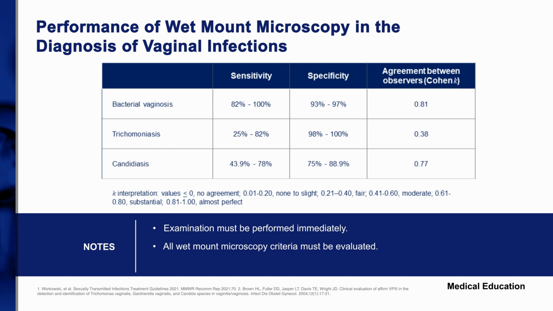For Candida, the sensitivity is between 40 to 70%. However, lack of yeast cells observed or hyphae does not rule out Candida vaginitis, and presence of Candida does not mean infection. Therefore, other clinical observations such as the appearance of the vaginal discharge and the vagina are also important for the diagnosis.